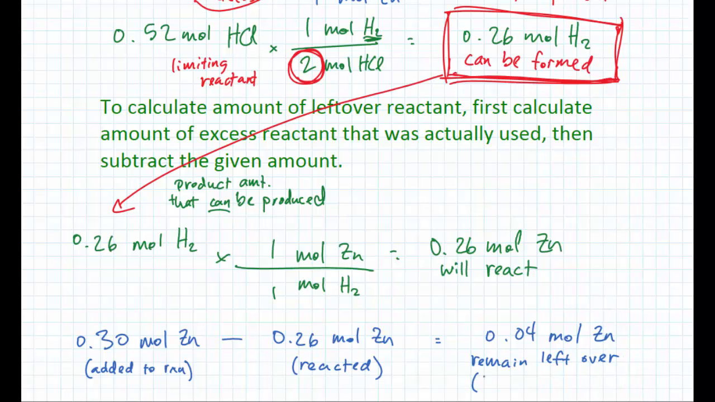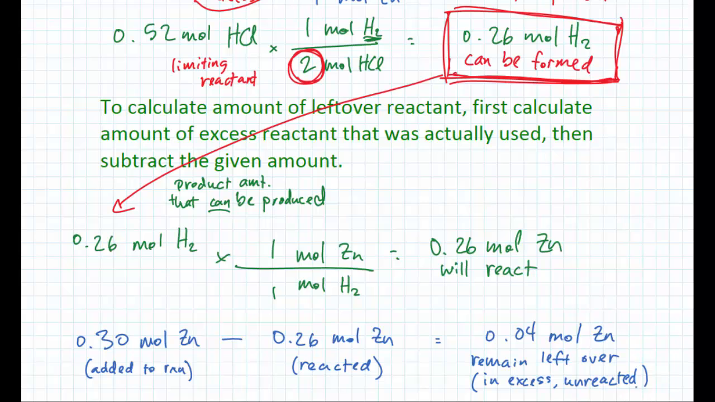I'm going to use lots of words to describe this because you see this described many ways. Left over, or we could say in excess. Let's say unreacted. So be prepared to look for many different ways that this could be described. If you get used to seeing it all from one source, you can be thrown off when the wording is different. So make sure that you're able to interpret that in any way.